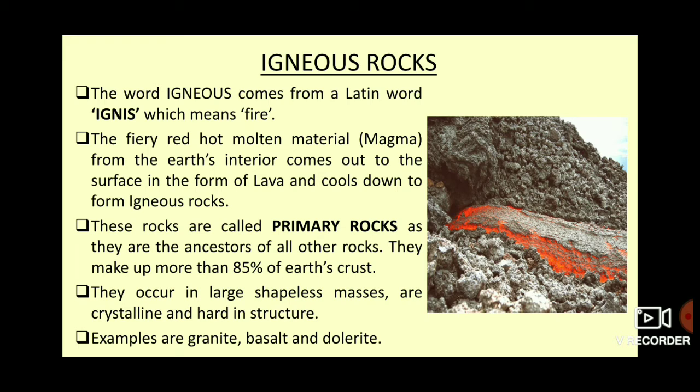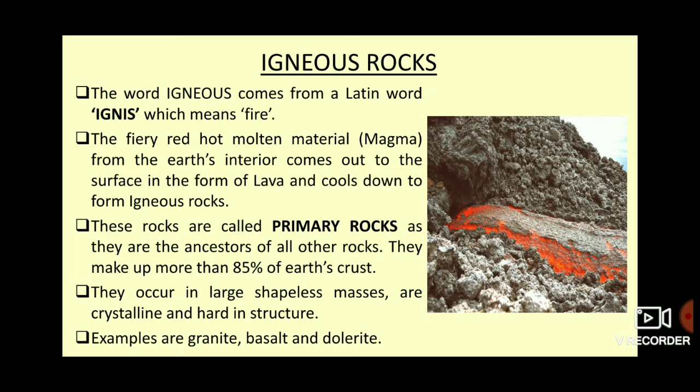Number 1, igneous rocks. The word igneous has been derived from the Latin word ignis, meaning fire. The igneous rocks are associated with volcanic eruptions. They are formed when magma cools down and solidifies.